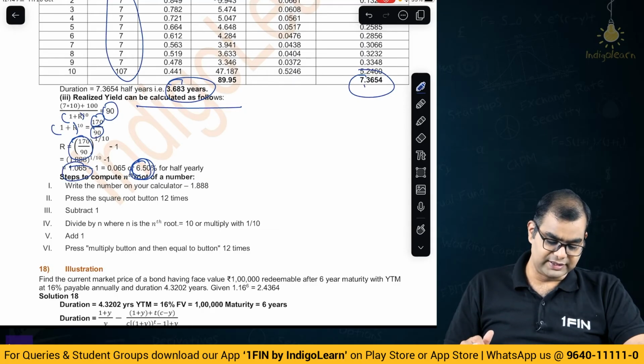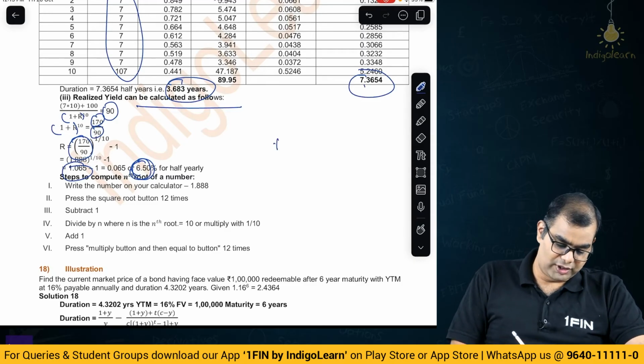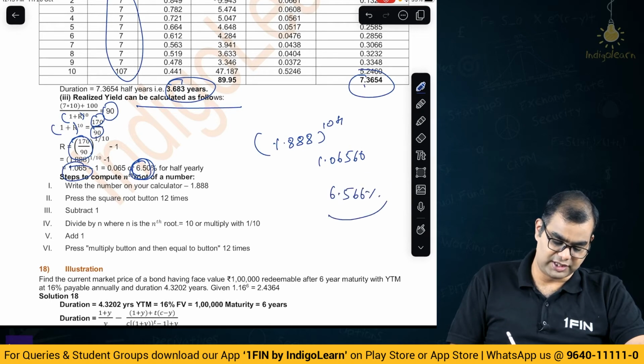You get a value. Divide this by n, where n is the nth root, so you divide this by 10. Then you add 1 again. Then you press into is equal to 12 times: once, twice, thrice, 4, 5, 6, 7, 8, 9, 10, 11, 12. So you get a value of 1.06556. So the 10th root of 1.888 is 1.06566, and the answer is 6.566%. That is how you get it.